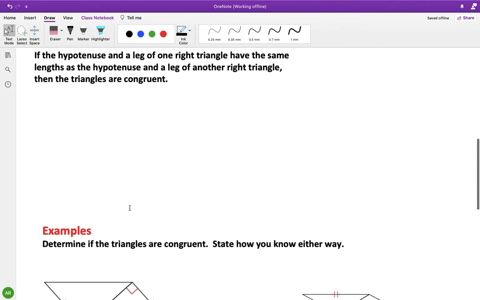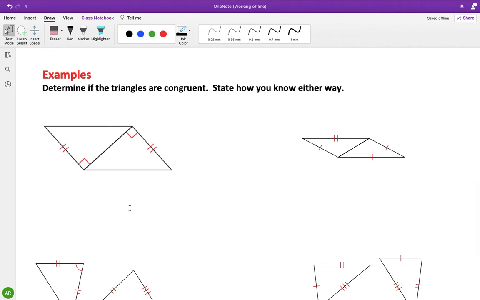All right, let's look at some examples, same as we did last time. So we're going to determine if the triangles are congruent based on, this time, the SSS or the SAS. There are no hypotenuse leg examples in here, so we can omit those. Okay, so first off, let's look at this first example.